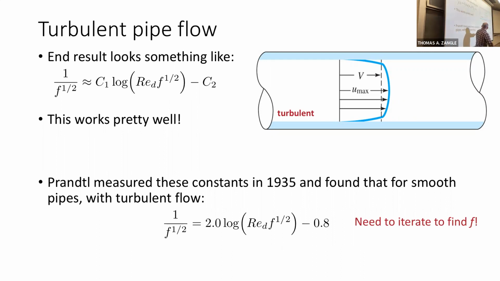And in 1935, Prandtl measured pipe flow for a range of different Reynolds numbers, and he found that for smooth pipes, so if the pipe wall is pretty smooth, not very rough, and in turbulent flow, we end up with 1 over square root of f is about 2 log base 10 of the Reynolds number based on diameter times square root of f, minus 0.8. So for smooth pipes, this works pretty well.